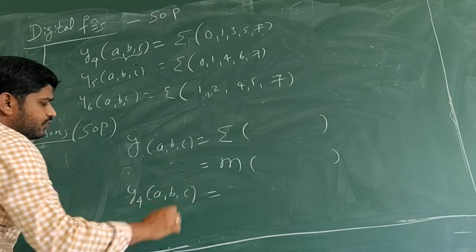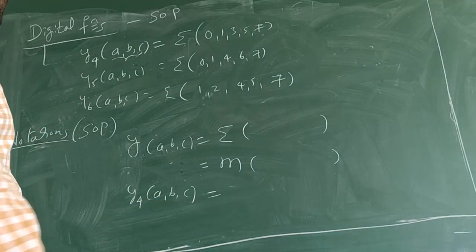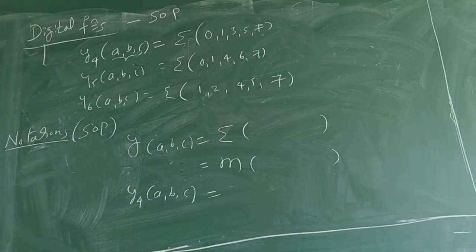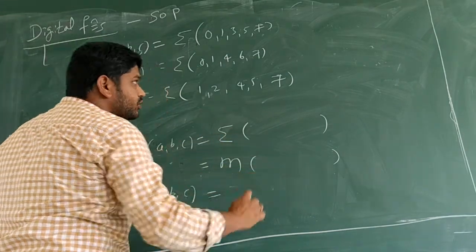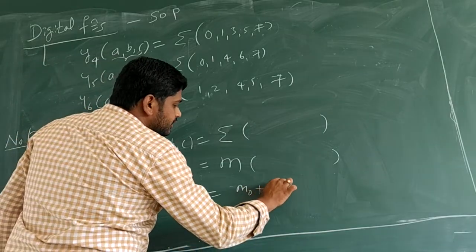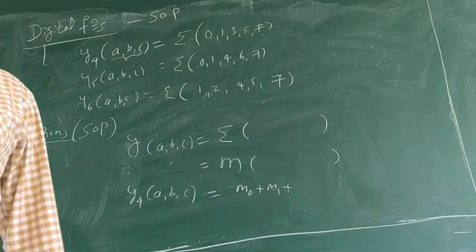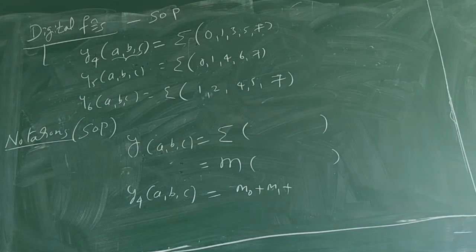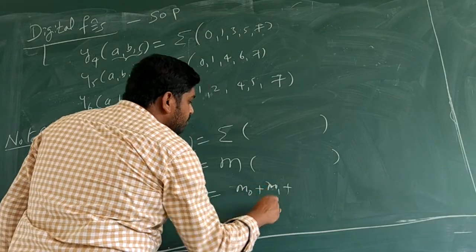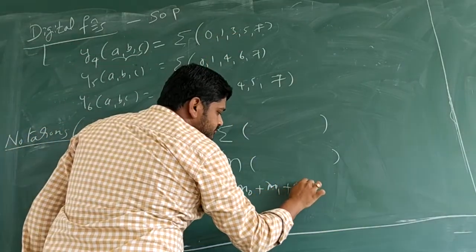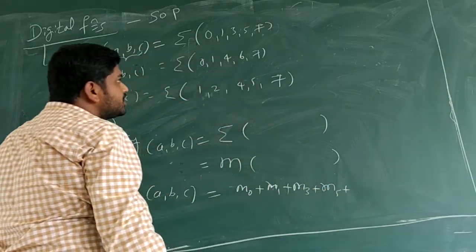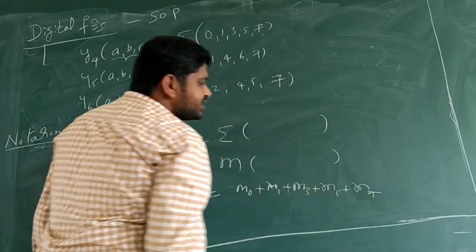I will represent y4 exactly like this. y4 is a function of three variables. I have written the left side representation as it is. Now I am writing a different notation: m0 plus m1. Small letter. Please use small letter for m. If you use capital letter, it is the other method. Don't use capital letter. Okay. Small m1, m3, small letter m5, small letter m7.